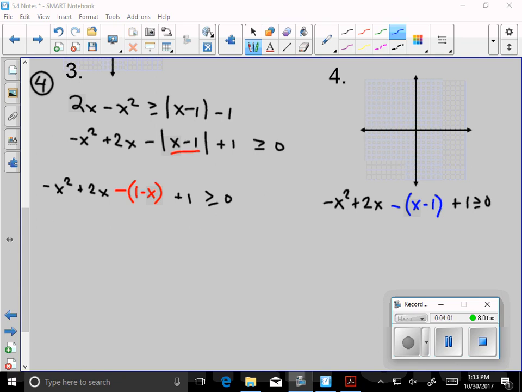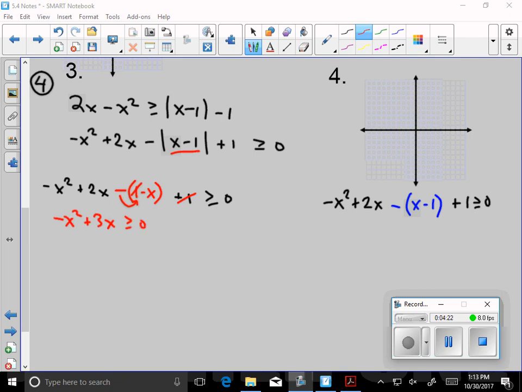Now I'm going to add like terms. When I combine like terms, it looks like I have a minus 1, which will cancel with that. And then I have a plus x. So I have negative x squared plus 3x greater than or equal to 0.